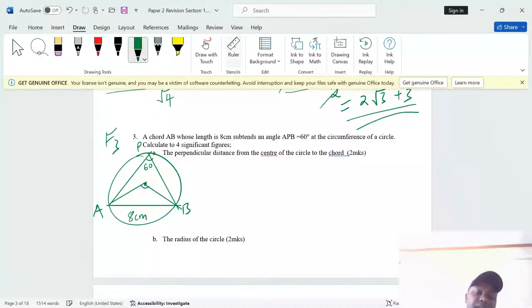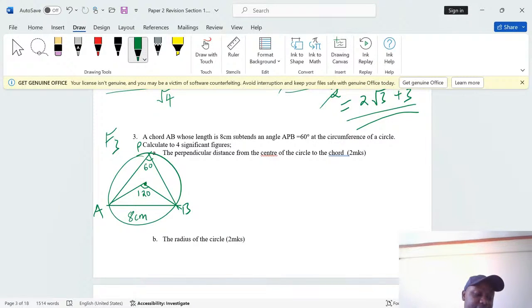That is the angle properties of circles from Form 2 mathematics. So at the center, we shall have 120. If at the circumference there is 60, then at the center of the circle, we shall have twice that angle, and the value will be 120. So now we can work out the value that we want.